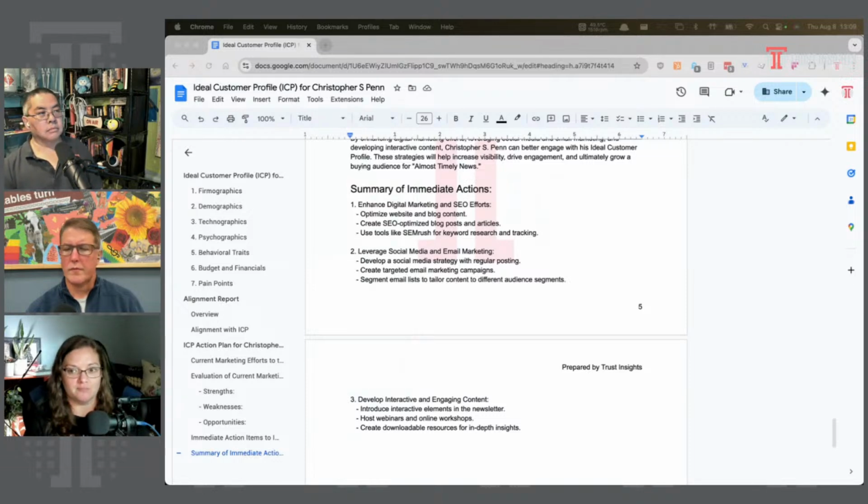But based on very straightforward data, snapshots, exports of existing systems, the first thing you should do, Chris, is take a look at your digital marketing and SEO efforts. And so optimize your website and blog content. Create SEO optimized blog posts, and then use tools like SEMrush for keyword research and tracking.